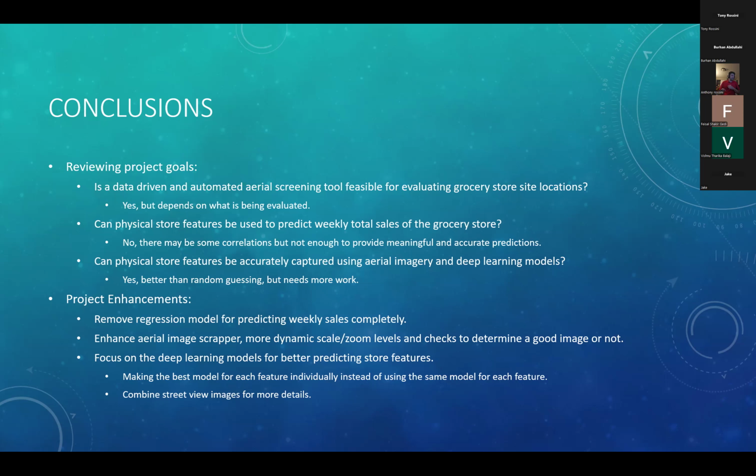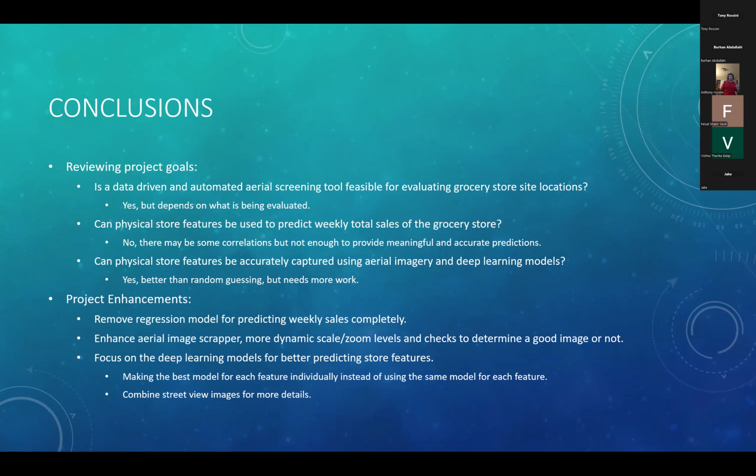And I'm not sure if I have much time, but yes, I have some project enhancements that I thought about in hindsight here. I would have removed the regression model completely if I were to redo it, just because it didn't provide a lot of value, and I would have spent more time working on the CNN models.